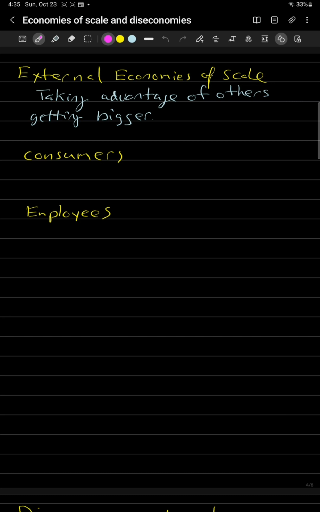The things we just looked at were internal factors for economies of scale, but there are also external factors, things that you can take advantage of that can help your company out a lot. And they're outside your company, not inside your company. For example, let's look at consumers. Let's say you have a company and you sell hats that have lights on them, and you want to sell them online. You don't want a store.